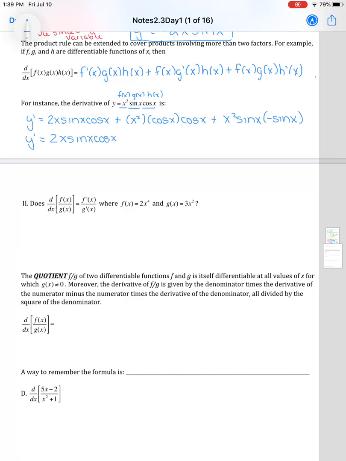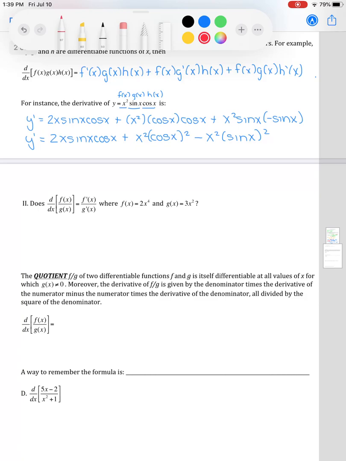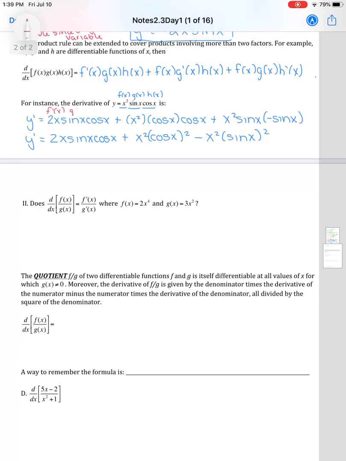And then the last thing you have to do is just get rid of any double negatives, any double signs. Just make it look a little bit nicer. So you have 2x sine x cosine x plus x squared cosine squared x minus x squared sine squared x for that one. Okay, so again, one derivative at a time, not multiple. So if it helps you to write it above, this is f prime of x, g of x stayed the same, h of x stayed the same. Second one, f of x stayed the same, g of x was the only one that we took the derivative of.